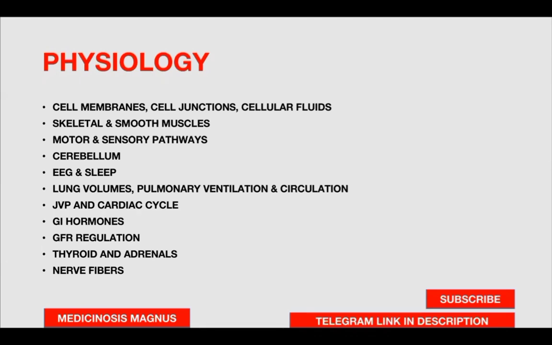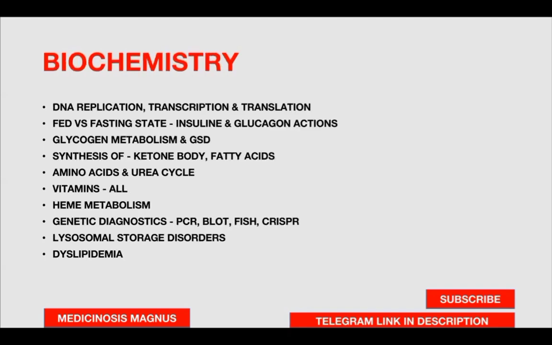GI hormones is very, very important. Make sure you know which of the hormones do what action, what type of cells does it come from, all those things. GFR regulation, thyroid and adrenals, nerve fibers is also very important.